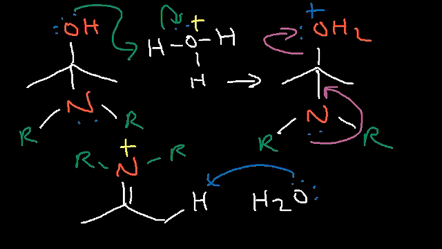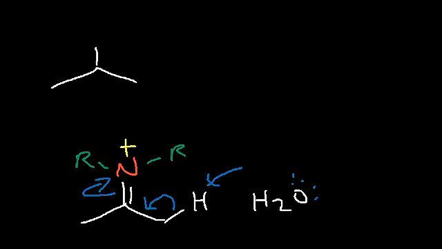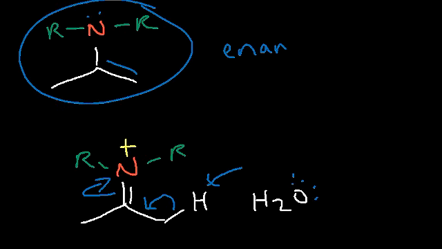So when water grabs this hydrogen, the carbon-hydrogen bond is going to break. Those electrons will be used to form a double bond, causing this pi bond to break. So now we have the enamine product.